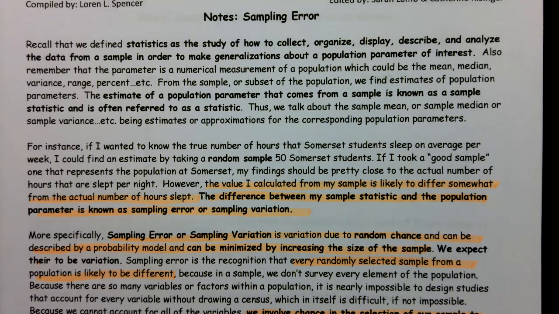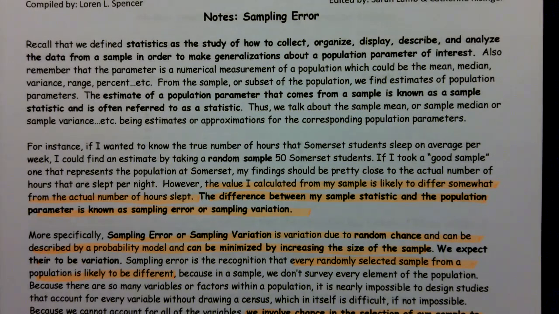So, for instance, if I wanted to know the true number of hours that Somerset students sleep on average per week, I could find an estimate by taking a random sample of 50 Somerset students. If I took a good sample, one that looks like the population or represents the population, my findings will be pretty close to the actual number of hours slept per night. If I put 50 names in a hat and draw, I should get a pretty good estimate. However, it's likely to differ a little bit because I didn't conduct a census. That difference between my sample value, as in the 50 I drew, and the actual true population is the sampling error or sample variation.